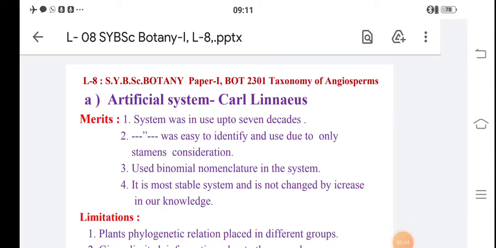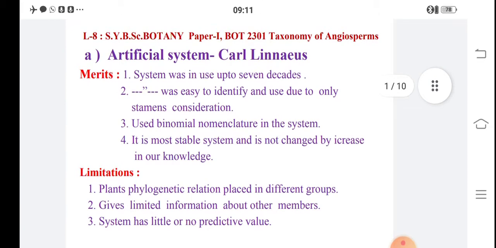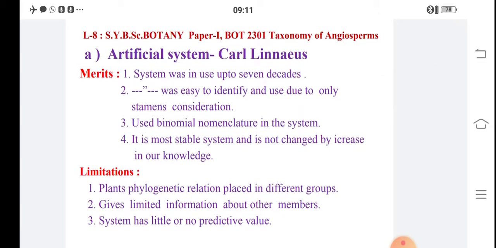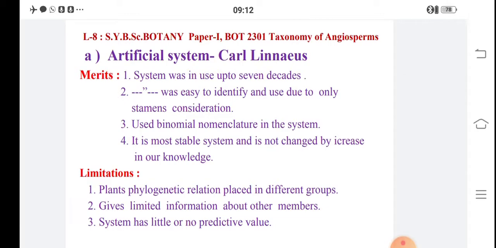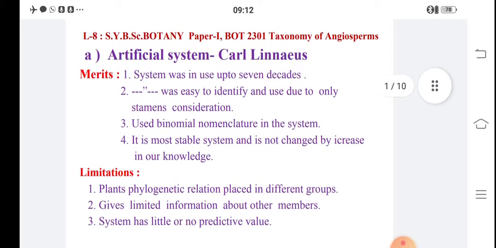So we have started topic 2, taxonomic systems of classification, and in this one I have taken the last lecture, number 7, about the artificial system given by Carl Linnaeus. You have already seen that he classified the angiosperms based on the reproductive character, that is, only stamens. As per the syllabus, we also have to discuss the merits and the demerits or limitations of this system.